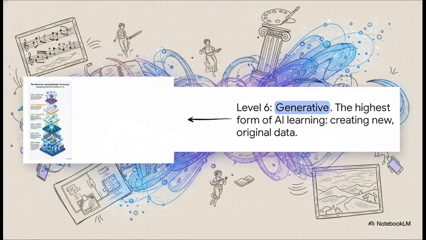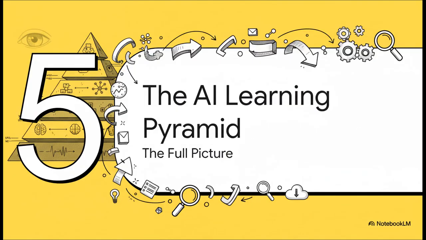You know these models. We're talking about things like DALL-E making incredible images, or GPT-4 writing a poem or a piece of code. This is it. This is the AI version of creating. From that original human pyramid, it is, without a doubt, the highest form of machine learning we've got, for now. All right, we made it to the top.